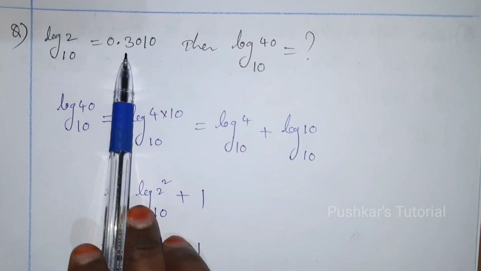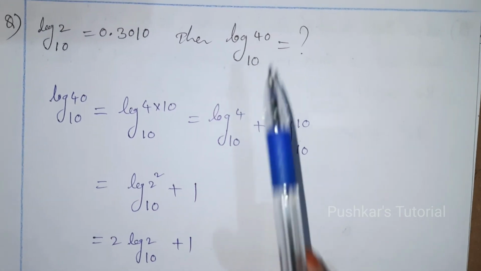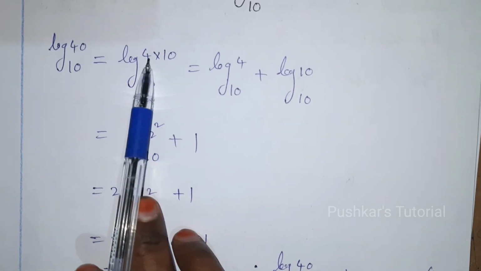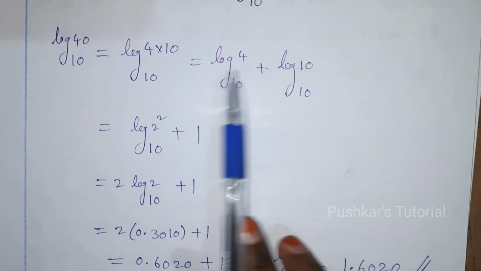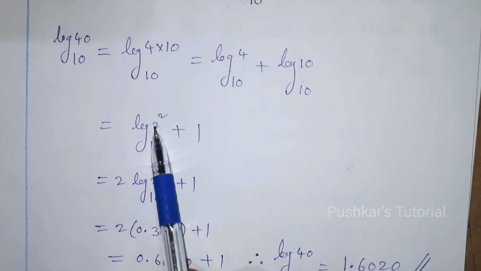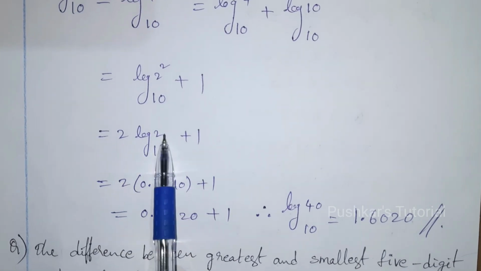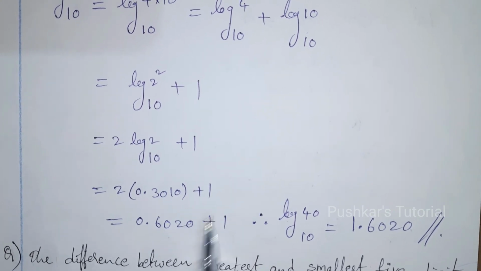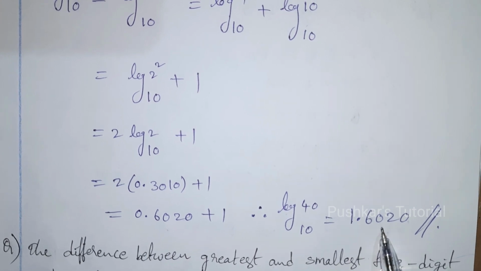If log 2 base 10 is 0.3010, then what is log 40 base 10? Given log 40 base 10, we can write 40 as 4 times 10. It looks like the formula log AB equals log A plus log B. So log 10 base 10 is 1, we know. And 4 we can write as 2 square. In a logarithm, the power comes in front of the logarithm. So 2 log 2 base 10 plus 1 as it is. So log 2 value multiplied, then addition. Therefore log 40 base 10 is 1.6020.